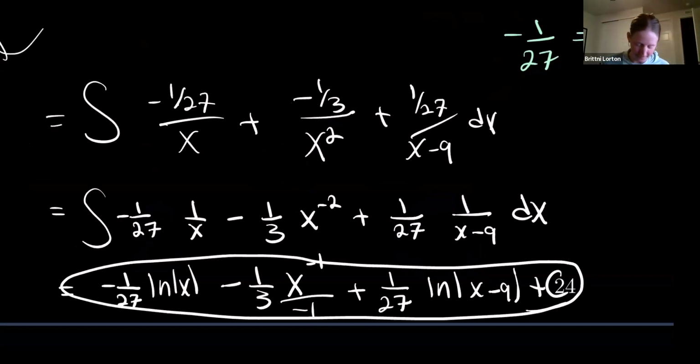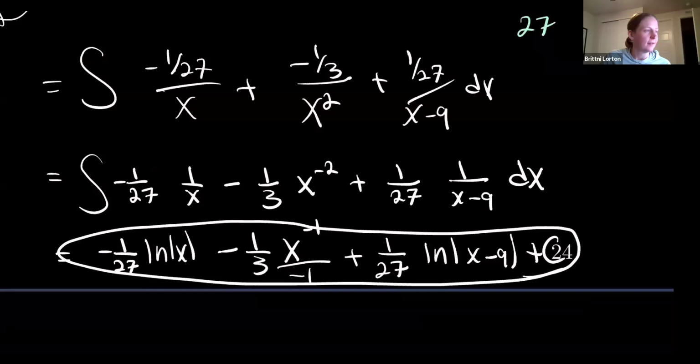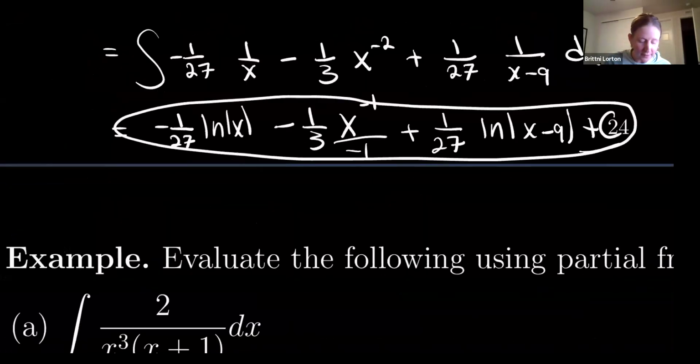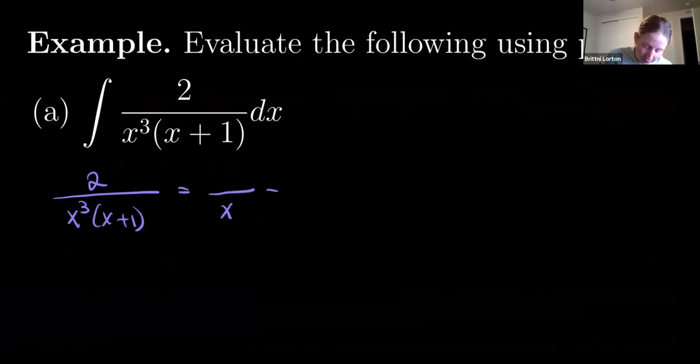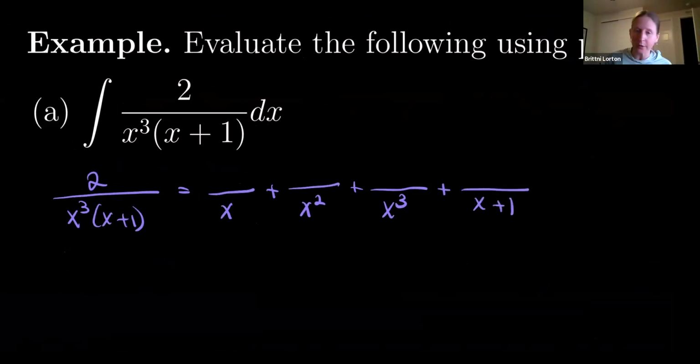All right, let's do another one where they get a little trickier. They definitely do. I'm going to set up this next one. I won't be able to solve the whole thing, but I think it's a good one to set up. So 2 over x cubed times x plus 1. It looks like x is a repeated factor, but it shows up 3 times, so it's going to get the x, the x squared, and the x cubed. And then the x plus 1 just gets the 1.